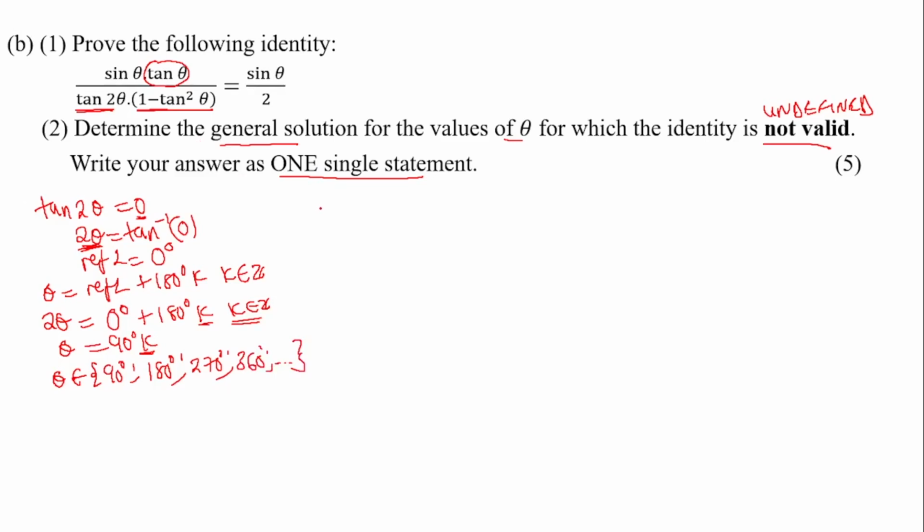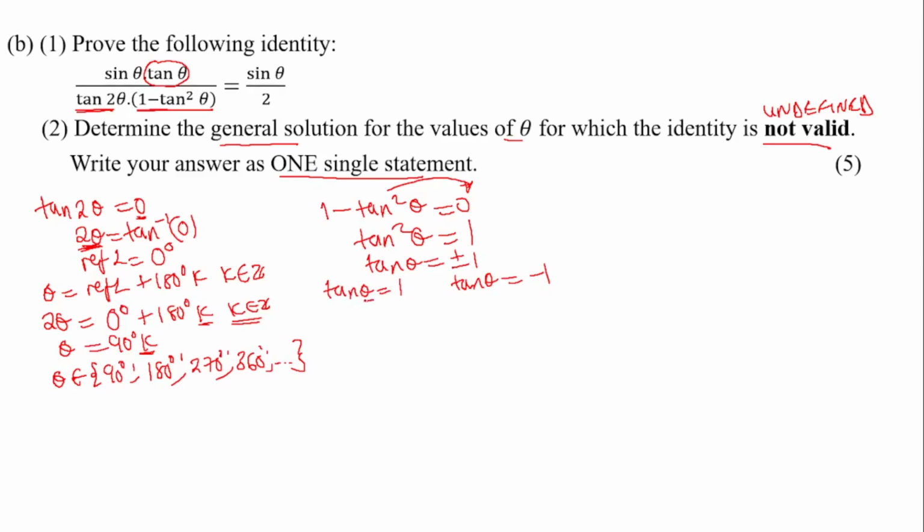And then we have also 1 minus tan squared theta is equal to 0. If 1 minus tan squared theta is equal to 0, then the identity becomes undefined. We can subtract 1 from both sides and then divide by -1, or just transpose this to this side. It becomes tan squared theta is equal to 1. And then square root both sides, we find that tan theta is equal to positive or negative 1. So we have two things here. We have tan theta is equal to 1, and also tan theta is equal to -1.